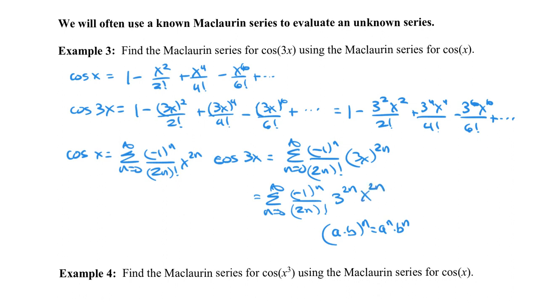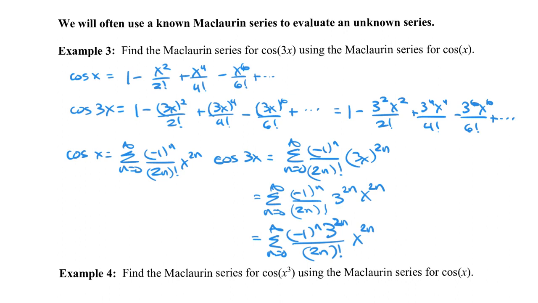Sometimes what people will do is they'll want to put the variable part out in front. So you might see something like this instead. You'll see n equals 0 to infinity, negative 1 to the n, 3 to the 2n, so that'll be on top, over 2n factorial, then out here will be x to the 2n. Okay, so they're really the same.